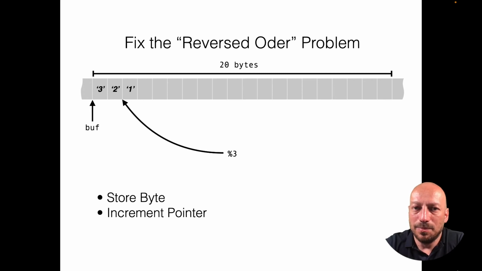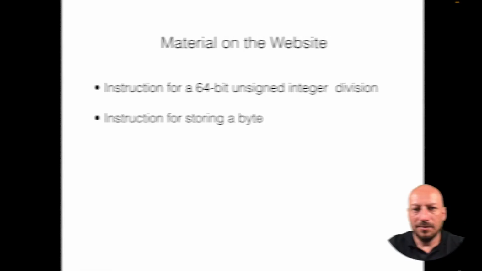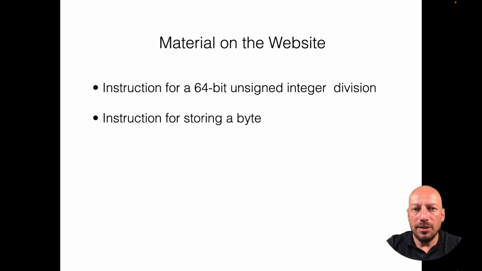And then you print out the characters in reverse order by doing the opposite thing. First decrementing this pointer, then printing out what is at the end of this pointer, and continuing until you reach again the beginning of this buffer. And that's it. For this exercise, you will need 2 more instructions, and you will find them on the website with some additional explanation for them.